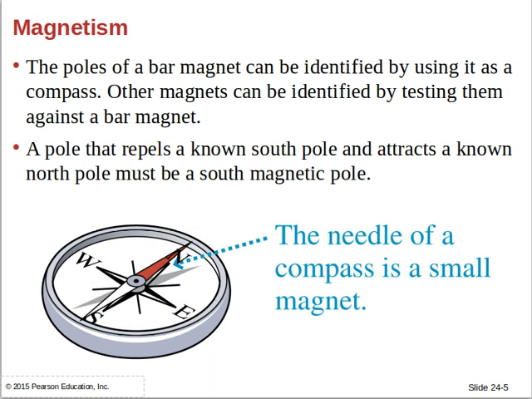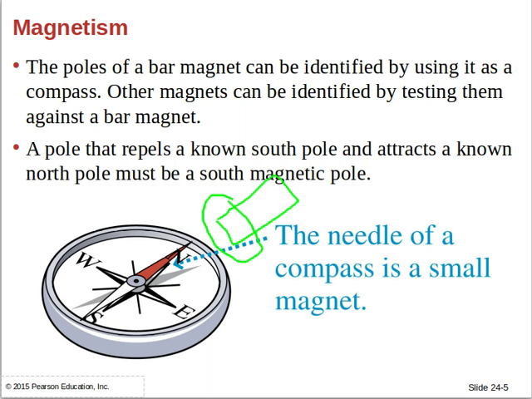We can use this compass to determine which end of a bar magnet is north and which end is south. If we put a bar magnet up near to this compass and it attracts the North Pole, if it causes a force to line up the North Pole with that end of the bar magnet, then we know that this bottom pole here is the south pole, since unlike poles attract and like poles repel.